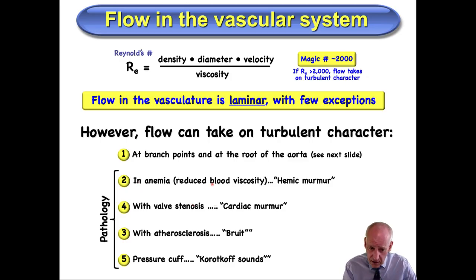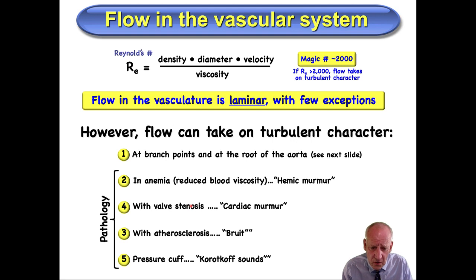For example, in anemia, there is a reduction in the number of red blood cells that are suspended in the plasma, and the viscosity of the blood will decrease. And since viscosity is decreasing, Reynolds number is increasing. And if it rises above 2000, flow can take on turbulent character. In this case, it's called a hemic murmur.